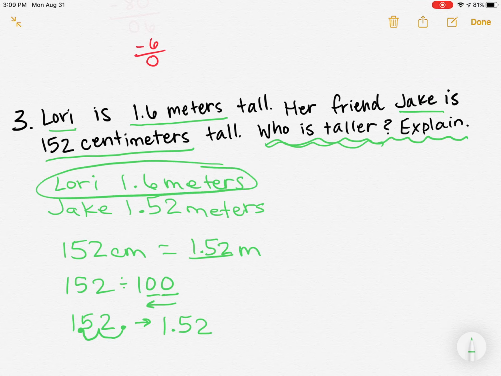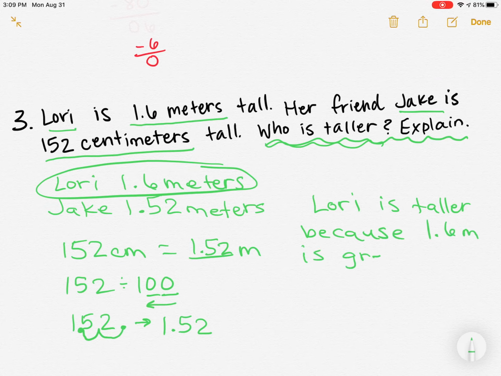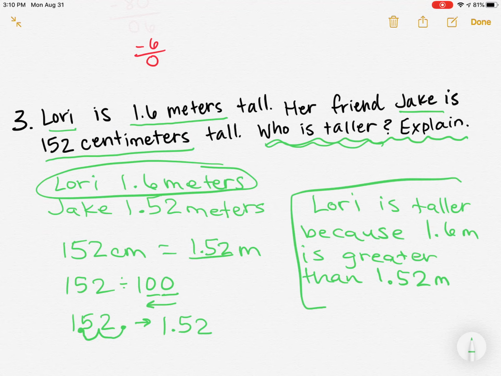Who is taller? It's going to be Lori. Lori is taller because 1.6 meters is greater than 1.52 meters.